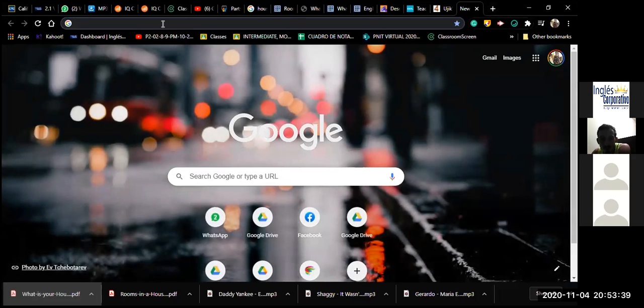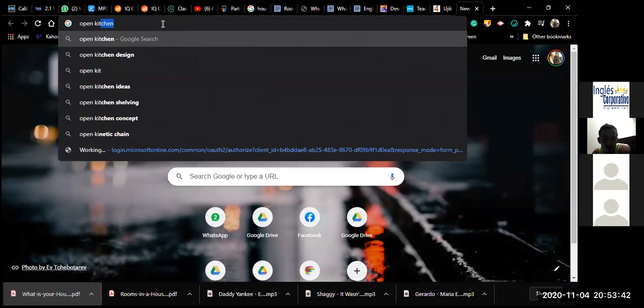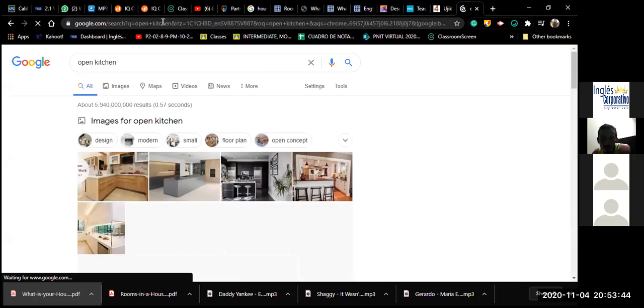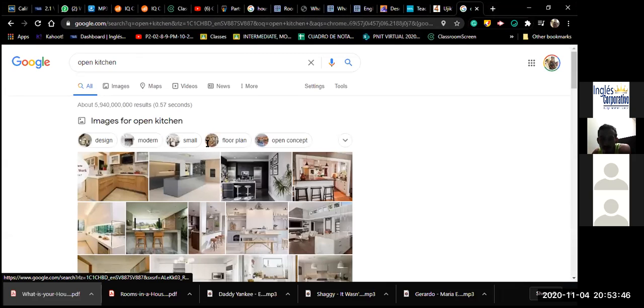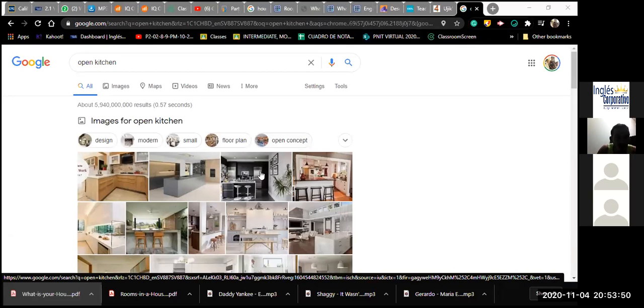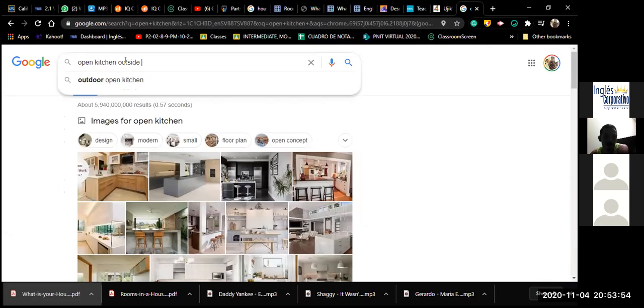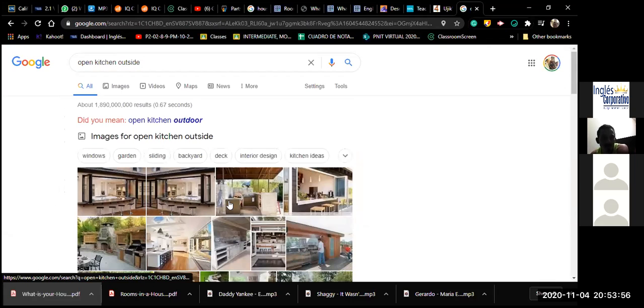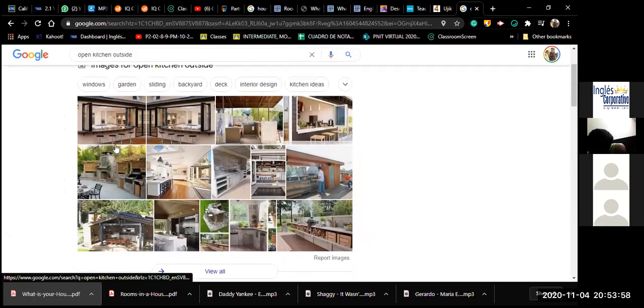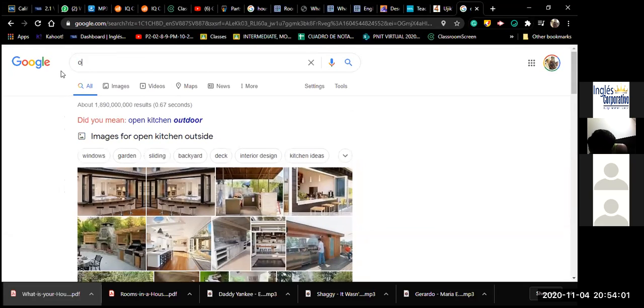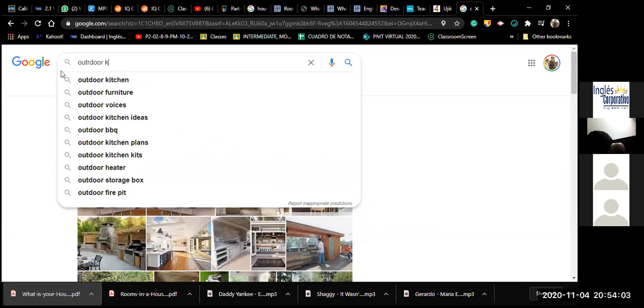Can you see my screen? Yeah. Open kitchen outside. ¿Pueden ver la foto? Sí. Or, perdón, outdoor. Outdoor kitchen.